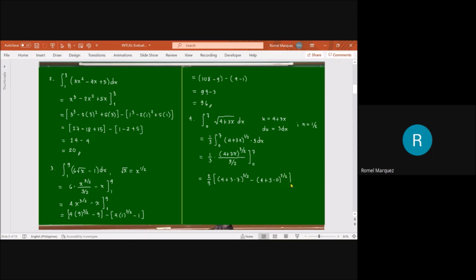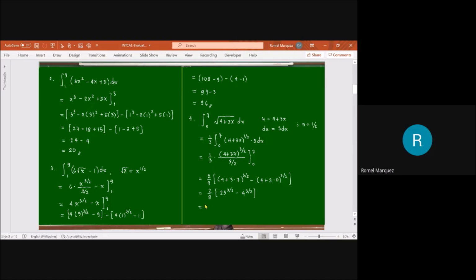Okay, guys? So by the way, notice that I put the 2 over 9 out already, so actually each term has 2 over 9 factor. So 2 over 9 times 4 plus 3 times 7 is 25. Am I correct, guys? So raised to 3/2 minus 4 plus 3 times 0, which is 4 raised to 3/2.